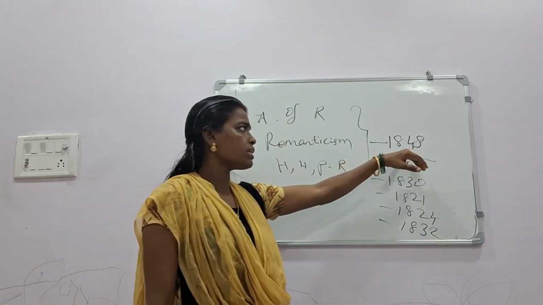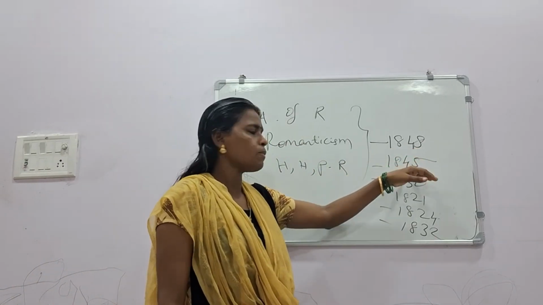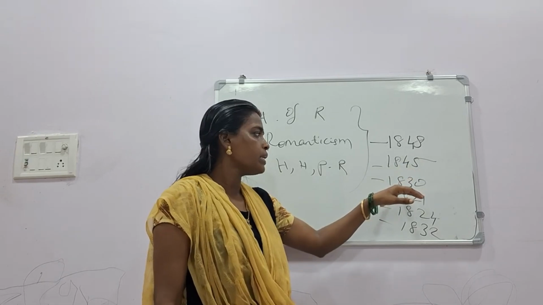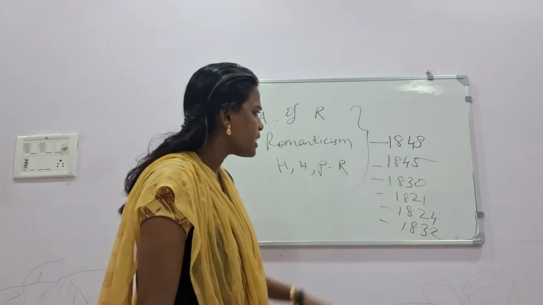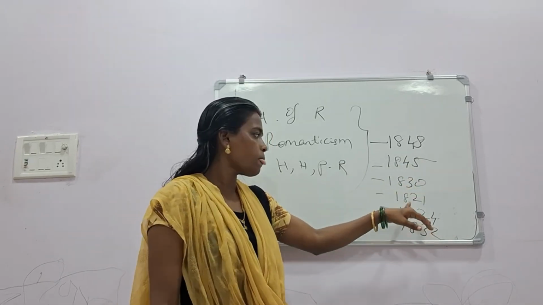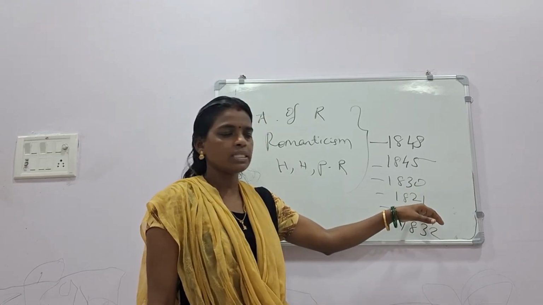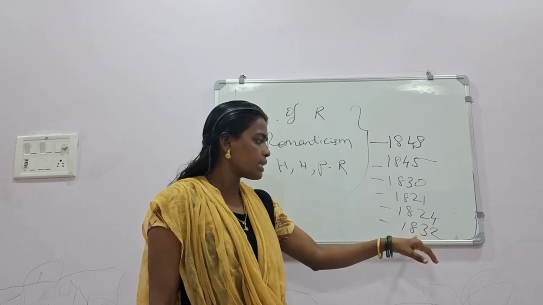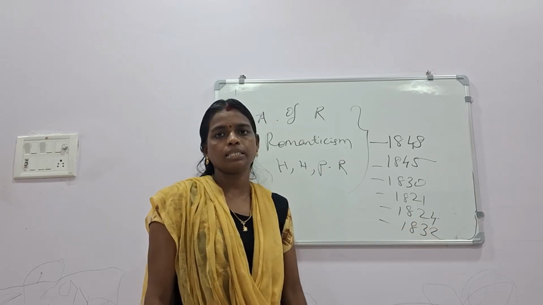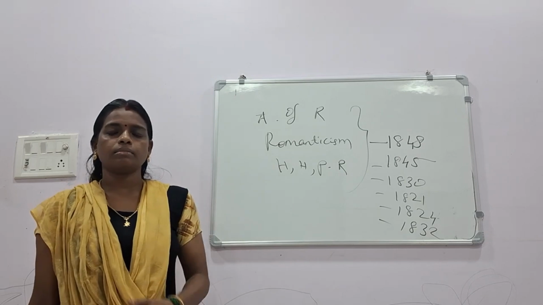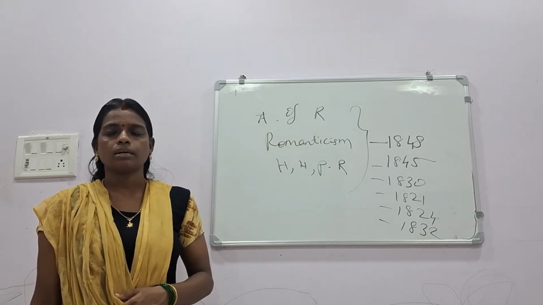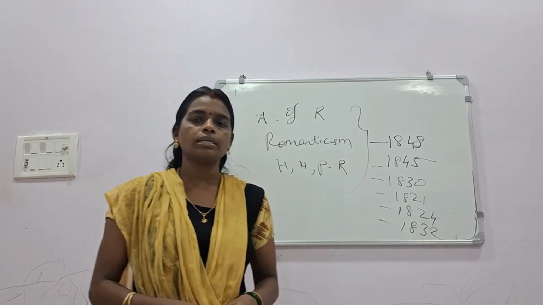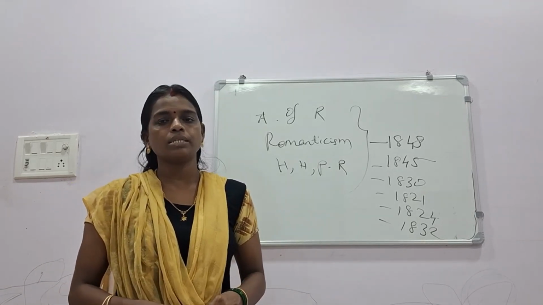Do you remember, in 1848 they did a revolt in Paris. In 1845 there was a revolt in Silesia. 1830 July Revolution. 1821 War of Independence of Greece. 1824 the demise of Byron, and 1832 the end of the War of Independence of Greece, and that war ended with the Treaty of Constantinople. This is the information we have discussed in this class. In the next class we are going to learn about the revolution done by the liberals.